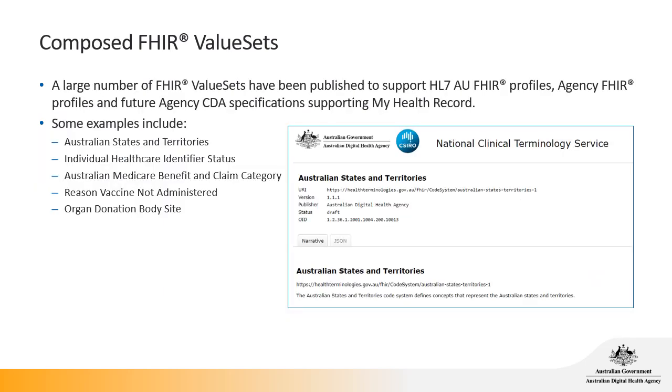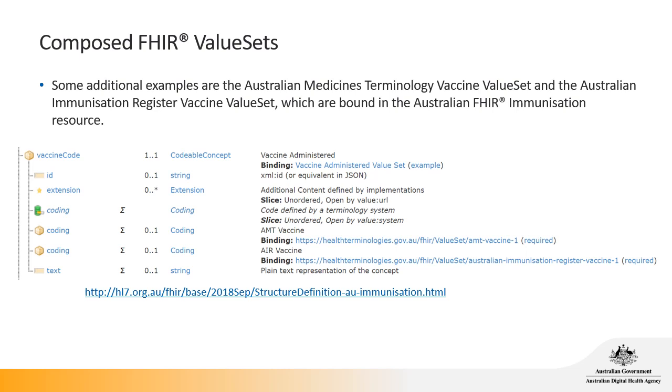A number of composed FHIR value sets are published on the National Terminology Server to support HL7AU FHIR profiles, agency FHIR profiles, and future agency CDA specifications supporting My Health Record. Some examples include the Australian States and Territories value set, which is shown in the screenshot here, and the Australian Medicare Benefit and Claim Category value set. Here we have a snapshot of part of the AU immunisation resource, which shows that the Australian Medicines Terminology Vaccine Value Set or the Australian Immunisation Register Vaccine Value Set can be used to record the vaccine administered to a patient.